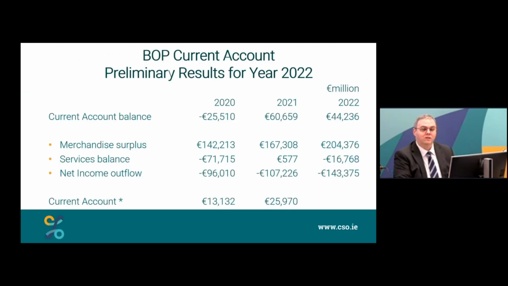Looking first at our preliminary results for 2022, we can see a merchandise surplus of 204.4 billion for the year, which is up 37.1 billion on the previous year. Our services balance is minus 16.8 billion, which is down 17.3 billion on the previous year. But this is largely driven by differences in IP imports between the 2 years. And our net income outflows are 143.4 billion, which are increased by 36.1 billion on last year. And these all combine to give us our current account balance for 2022 of 44.2 billion, which is down 16.4 billion on last year.